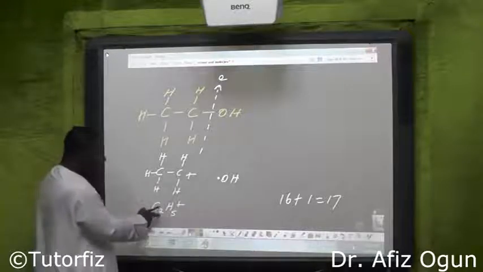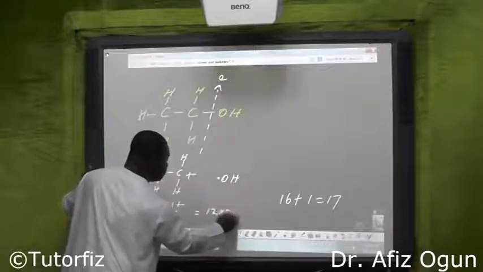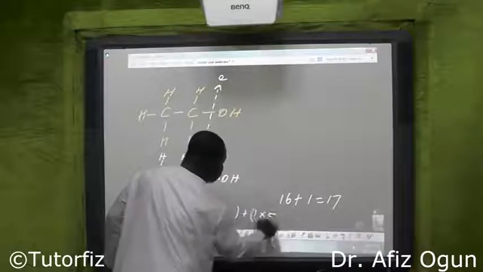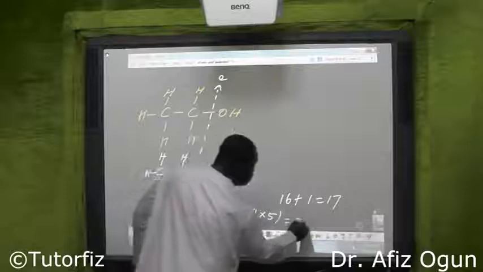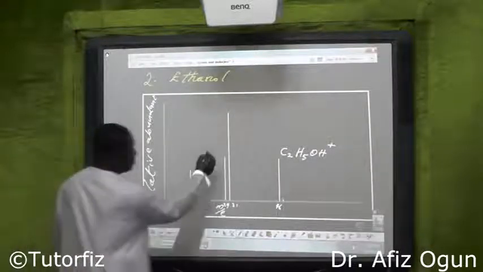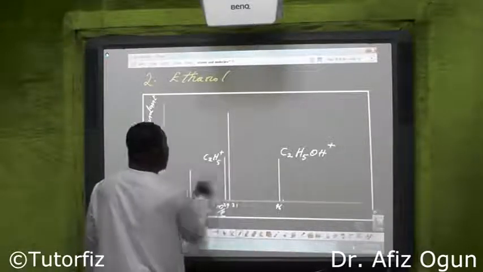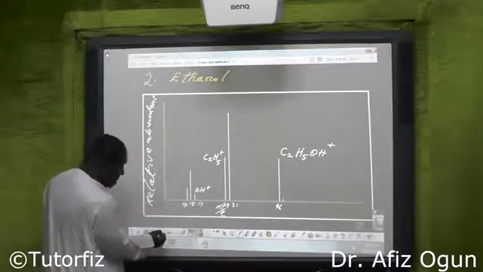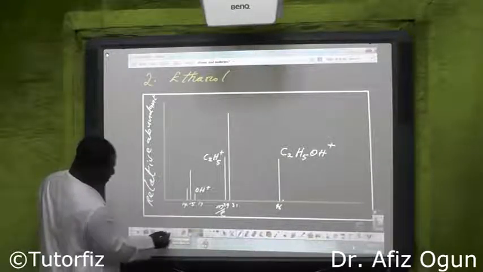So what do you have here? C2 is 12 times 2 plus H5 is 1 times 5. So this gives us 24 plus 5, which is 29. The peak at 29, this is what is responsible for it. C2H5 ion peak. That's a fragment. That's another possibility. And the last two possibilities, let's look at them.